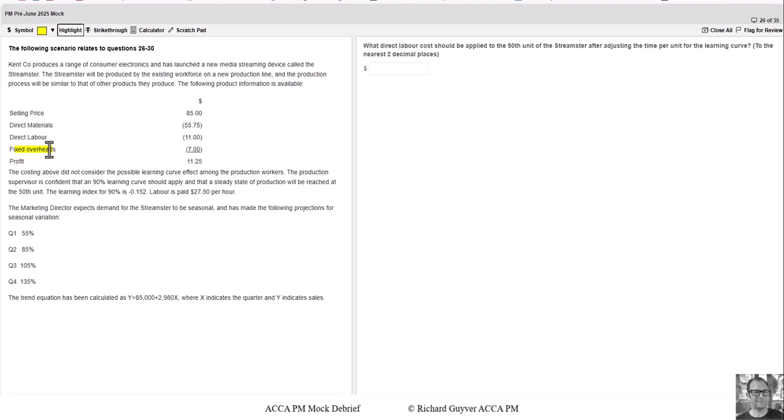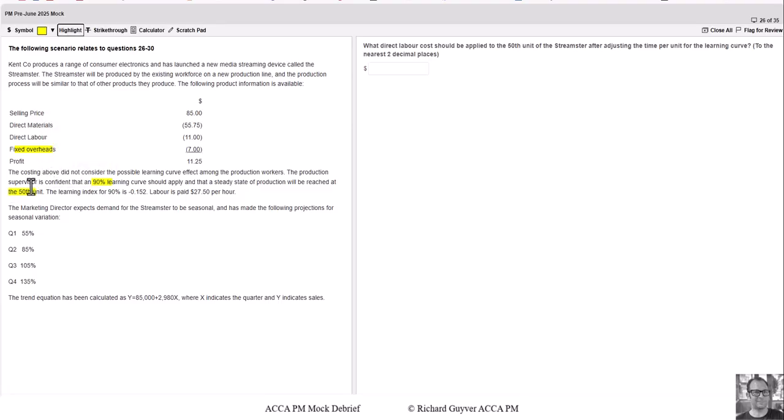I've highlighted fixed overheads. That's an allocation because we're looking at on a unit basis. A common mistake that's made is students leave a fixed overhead cost in instead of treating it in the correct way. The cost and above did not consider the possible learning curve effect among the production workers. The production supervisor is confident that a 90% learning curve should apply and that a steady state of production will be reached at the 50th unit.